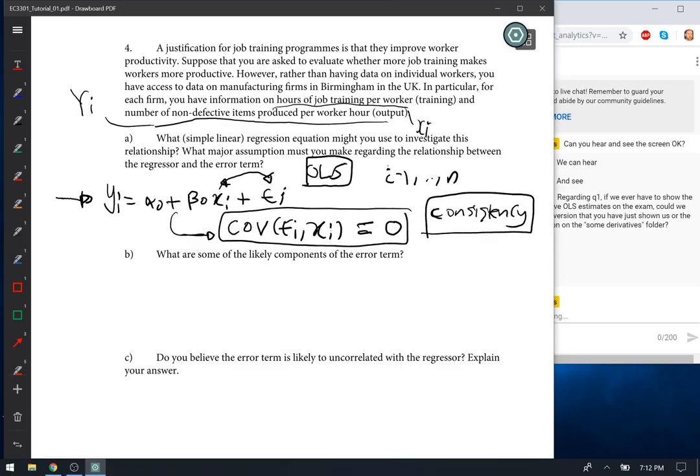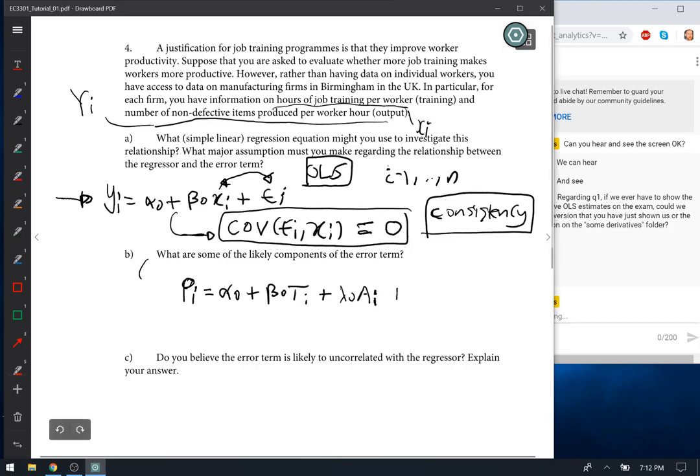Okay, so the next bit is getting at what the potential omitted factors are. Remember, let's say the true model could be productivity, call it P_i, equals a constant plus B0 times hours of training. Well, there could be many other variables driving worker productivity. And of course, it's also going to be a function of the underlying skill set or ability of the workers. That would be one of the key ones.